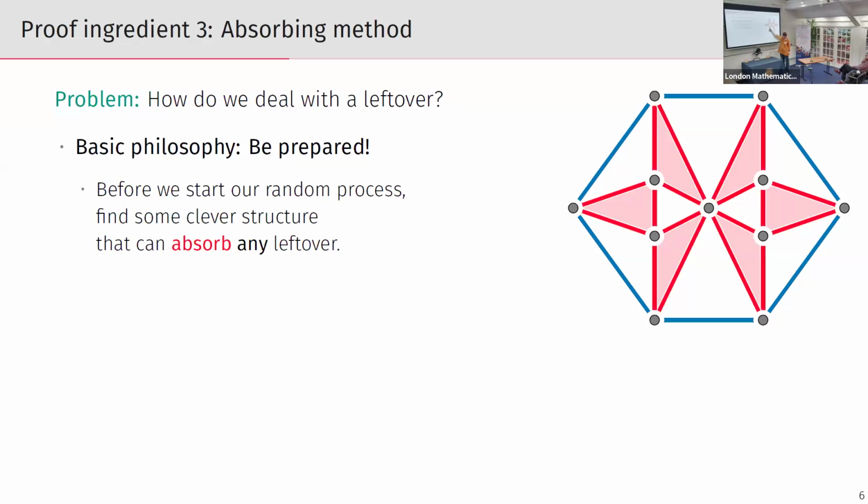Well, I just switch from the red triangles, which I had included, to the white triangles. And the white triangles have exactly the property that they cover all the red edges, but also the blue edges. So I take these triangles out, I don't use them anymore, but I use the red triangles instead, and that will absorb all these edges. So that's the philosophy of the absorbing method.